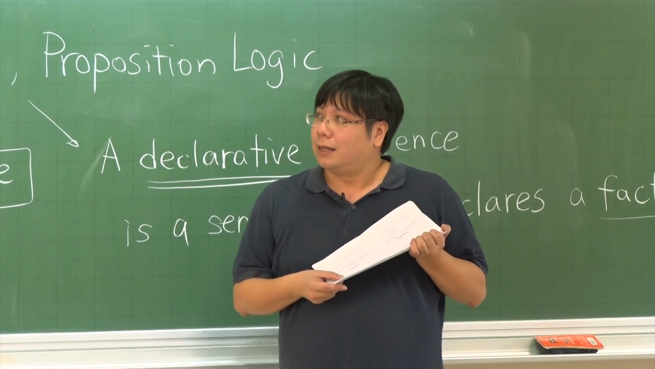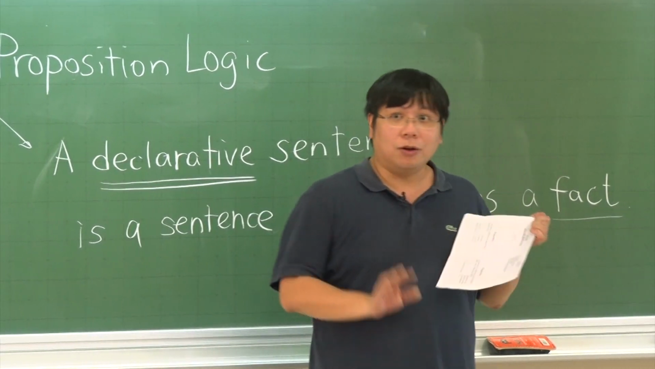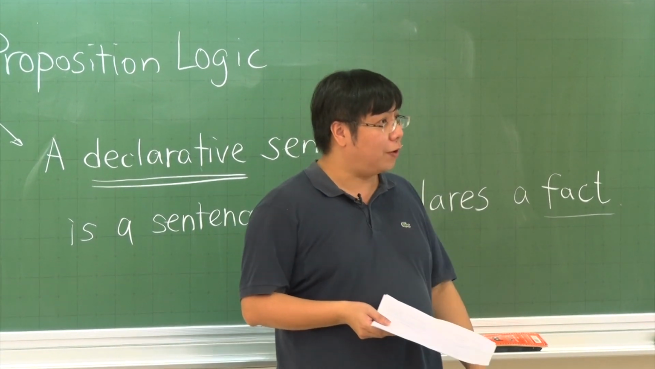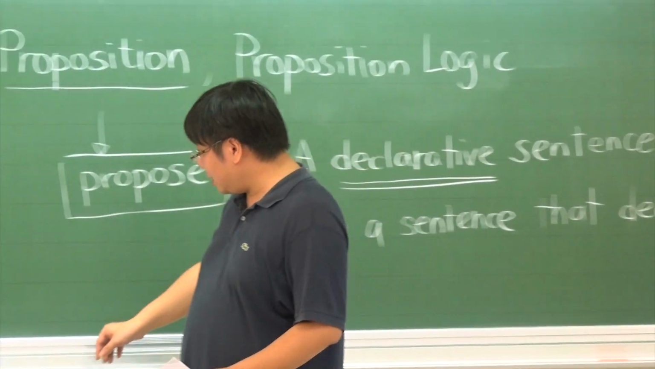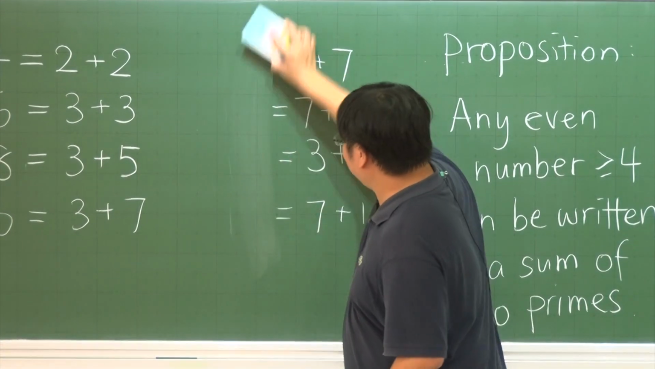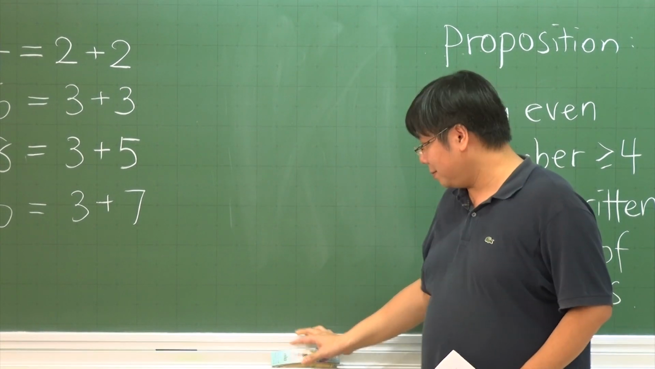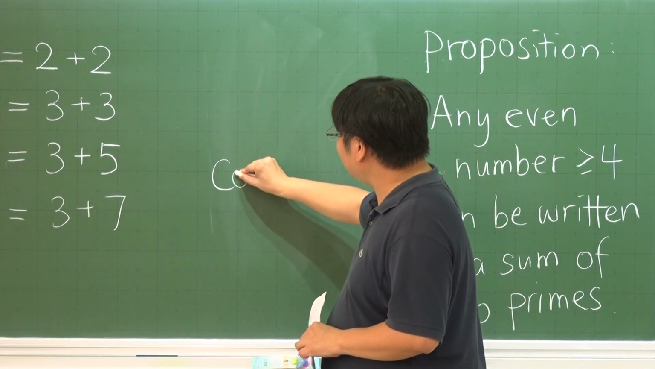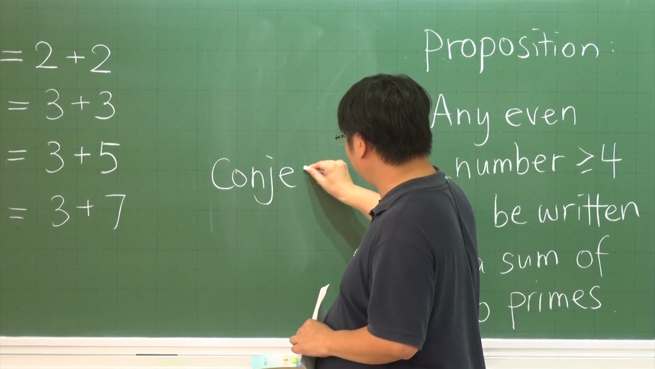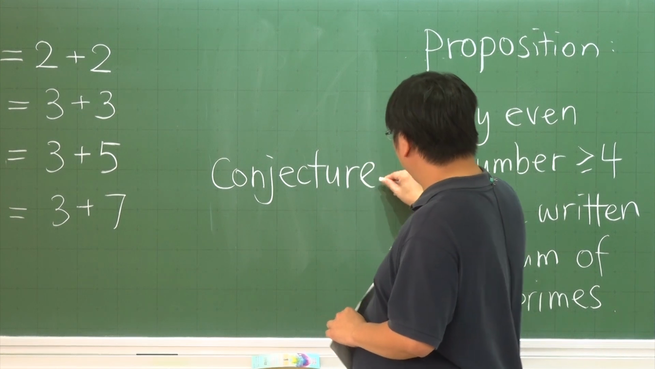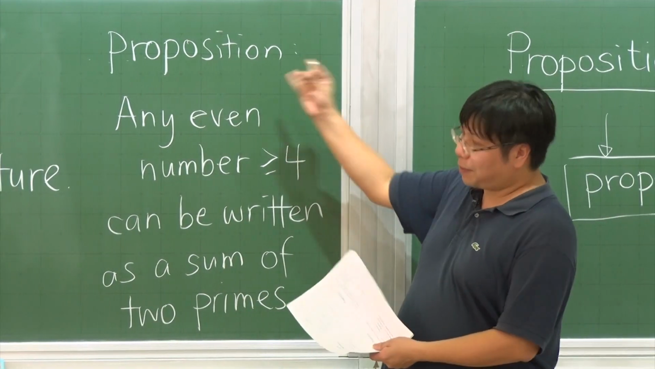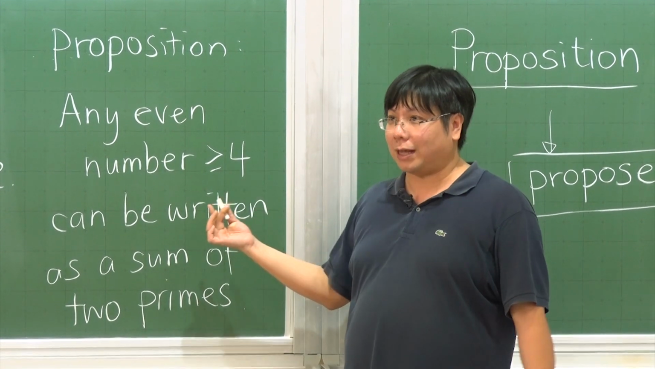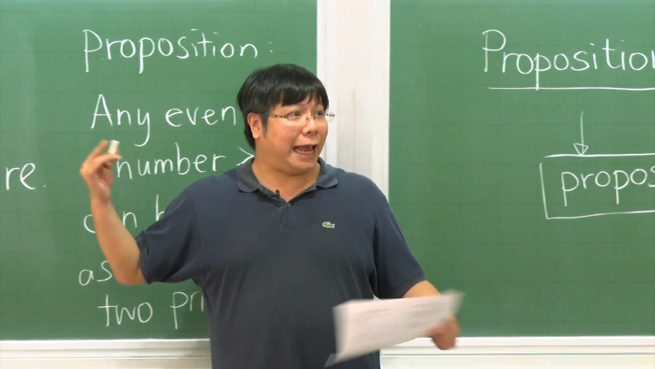Okay? So we know that this is a proposition, but nobody at this moment can tell whether this is true or false. And this proposition has a name. So some proposition that we don't know whether it is true or false, we usually call a conjecture. So a conjecture is, I think this proposition is true, but I cannot tell whether it is actually true or false. A conjecture.